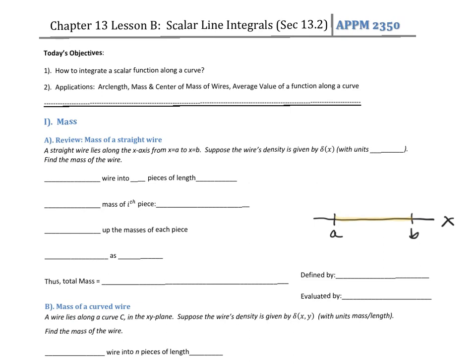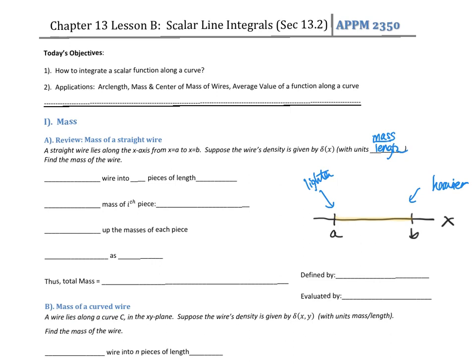And then suppose that I give you some density. The density is varying, so maybe this wire is lighter over at this side and it's heavier over here. And we'd like to figure out the mass of the wire. So the units of the density I'm going to give you are going to be units mass per unit length.